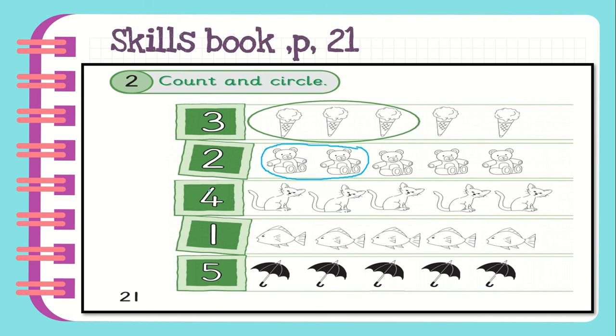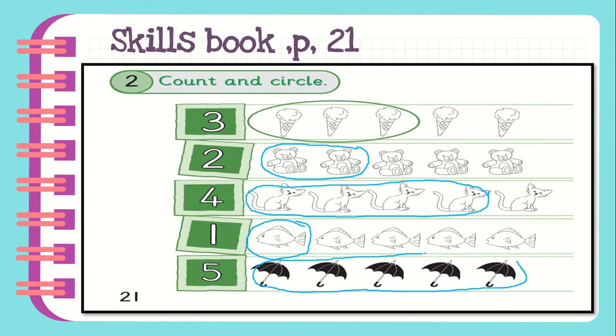Okay, how many here? What number is it? Number 4. So you have to count. 4 cats. 1, 2, 3, 4. So you have to make a circle for 4 cats like this. Here, 1. So 1 fish only. Here, 5. So how many umbrellas? 5 umbrellas. Count 1, 2, 3, 4, 5. All of them. So you have to make a circle for all of these umbrellas. Okay, my students?